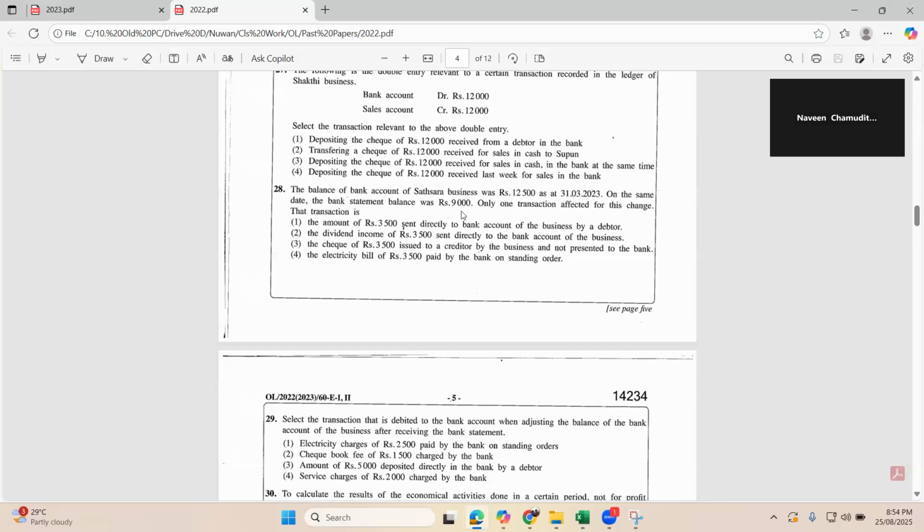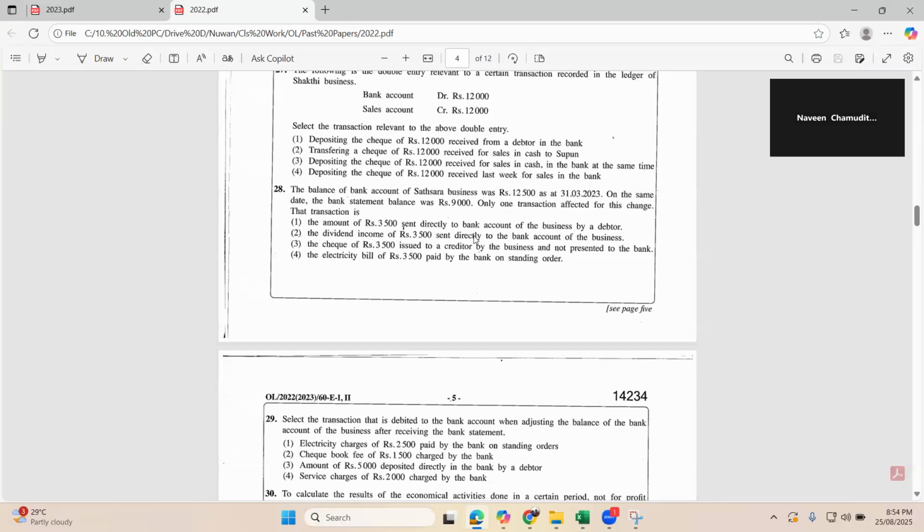The amount of 3,500 sent directly to the bank account of the business by a debtor. If the debtor directly deposited 3,500, then the statement balance should be high. But the statement balance here is low. We haven't written it, the bank has written it. So in that case, the statement balance should be bigger than the cash book balance.